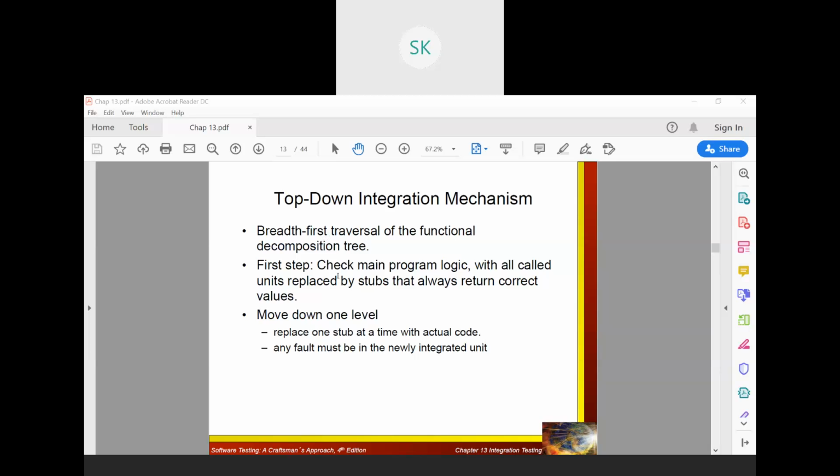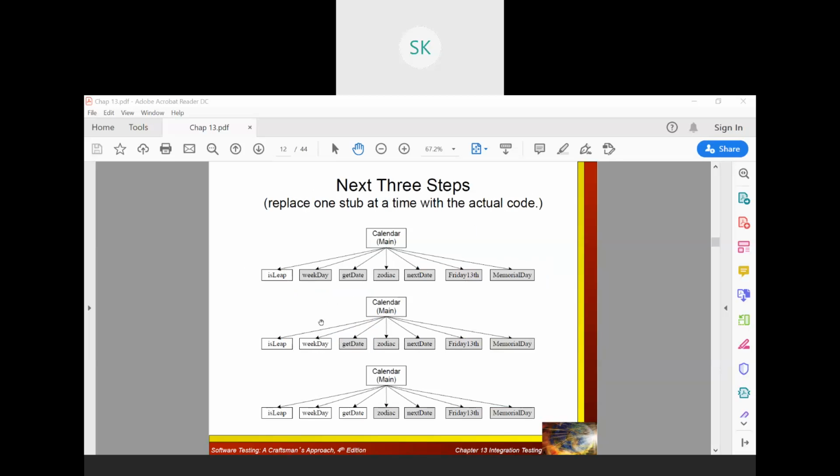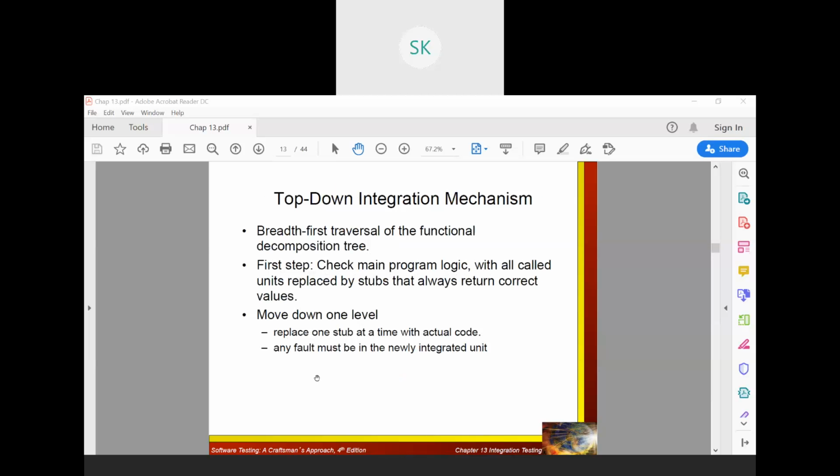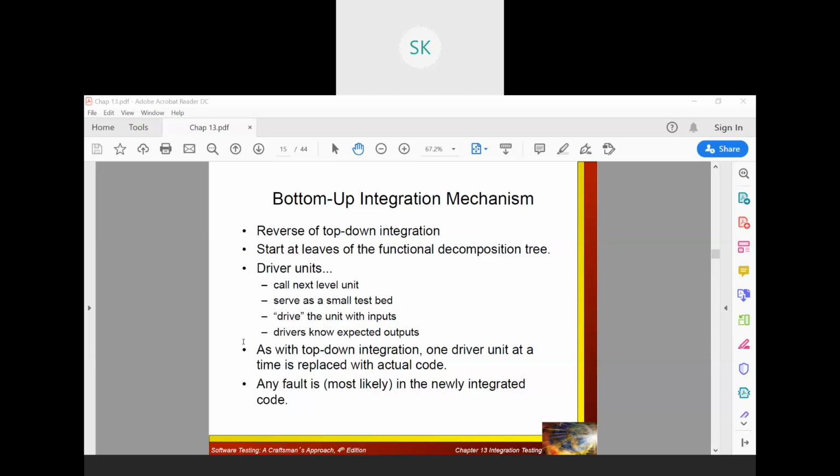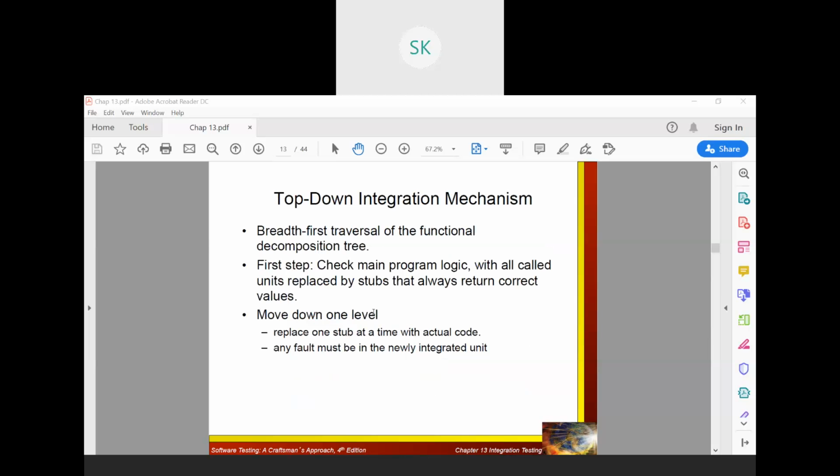First step is to check the main program logic with all called units replaced by stubs that always return correct values. Next, move down one level. That is the next level. With respect to your weekday, you have so many other particular things to do. Get date, you have a lot of things that you can do with. Next date, followed by Friday 13th, followed by memorable day. All those particular things, one level below, you will have some other chances to take care of. Now you talk about those particular things. That's how your particular top-down approach will be dealt with.